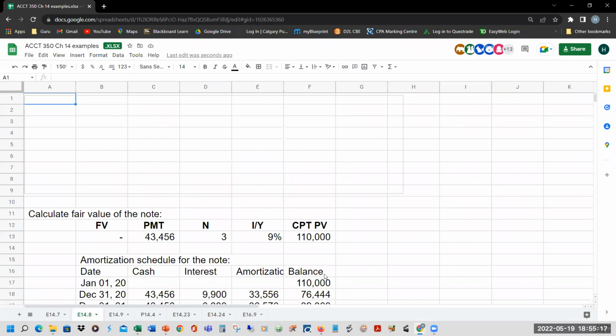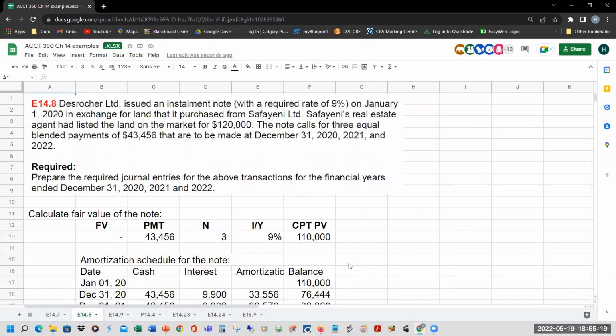All right, looking at another example here. Derosier Limited issues an installment note. So what's an installment note? Well, you make the same amount of payment every year, or it doesn't have to be yearly, right? It could be quarterly, it could be monthly. But every certain period, you'll pay the same amount of money.